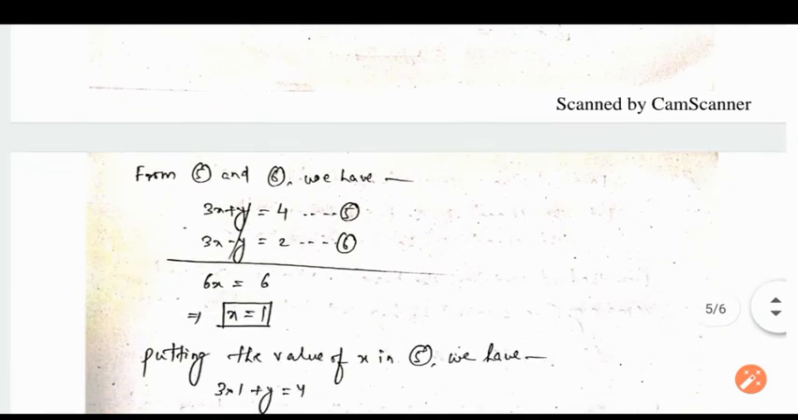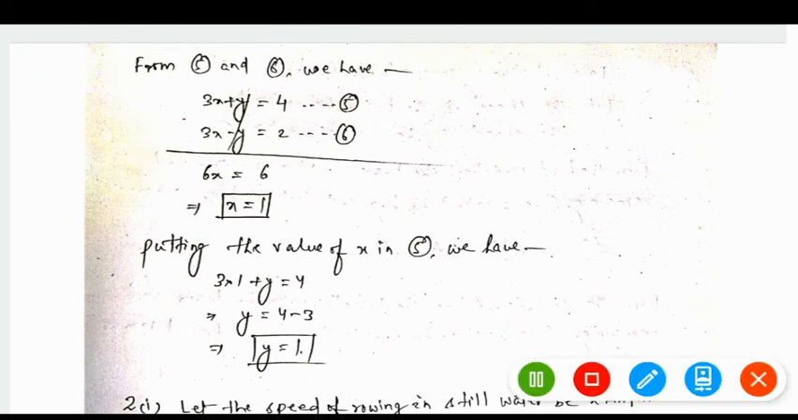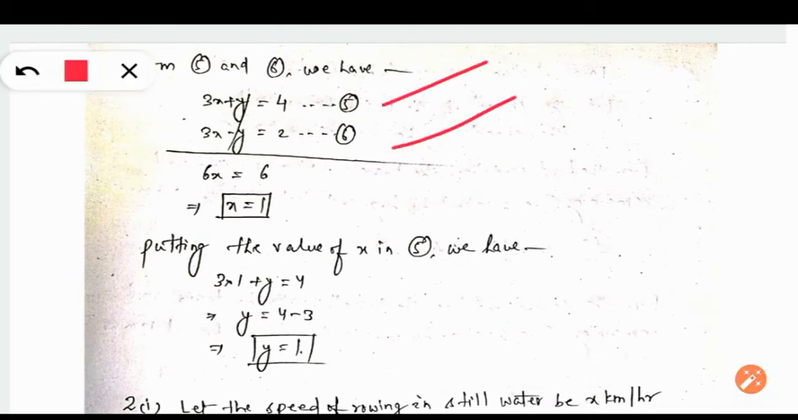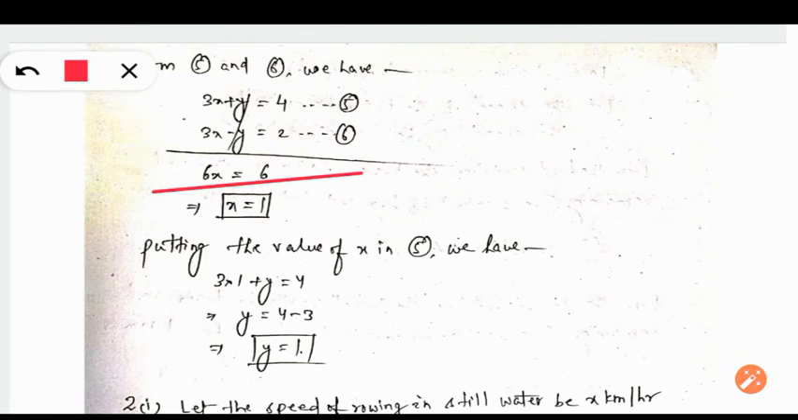So from 5 and 6, we have 3x plus y is equals to 4, 3x minus y is equals to 2. Initially here we are not required to multiply equation 5 with a number or equation 6 with a number in order to make any of the coefficient of x or coefficient of y same. Here already it is same. So y eliminated, 3x and 3x give you 6x, x is equals to 1.